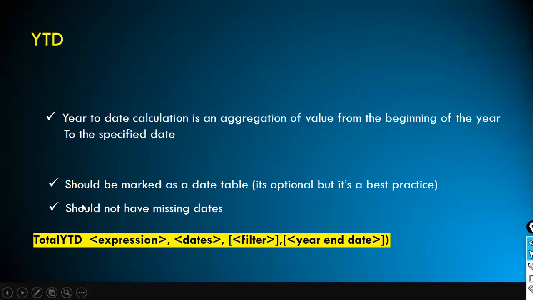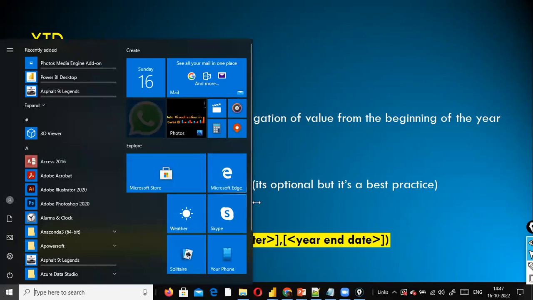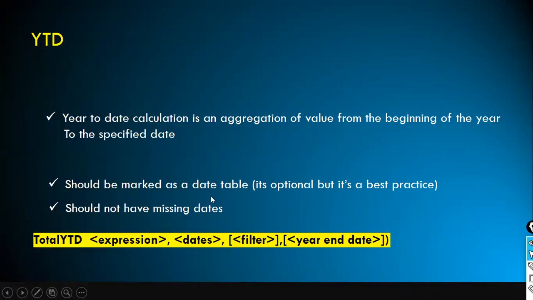In this case, the year-to-date calculation is an aggregation of values from the beginning of the year to the specified date. Okay, let's say your manager is asking you, can you give me the year-to-date sales of 2022? That means this year, 2022, January 1st till date, so till yesterday. Whatever data is there, you need to take it and do the aggregation, sum of sales.